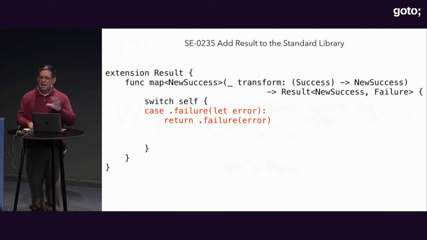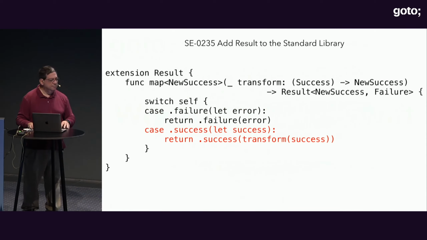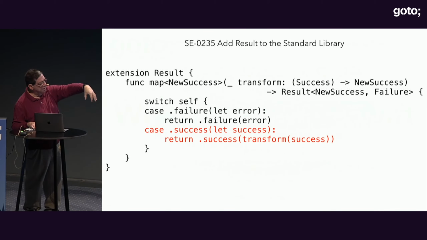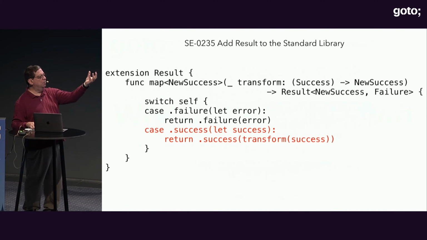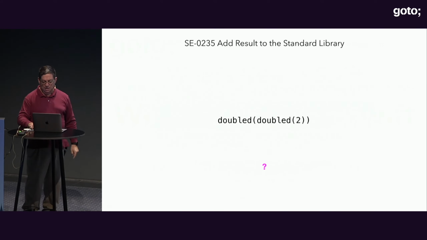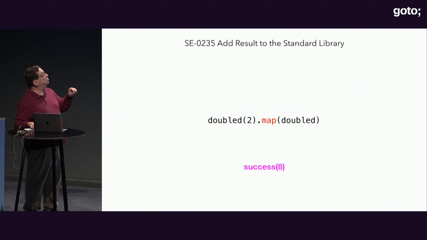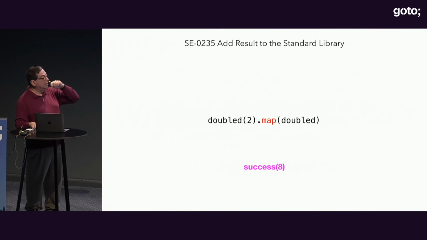So this is a lot like optional chaining. And if you gave me a success, I reach inside and I get doubled 2 with success of 4. So I reach inside and I grab that 4, I double 4, and then I rewrap it. Now it's success of 8. And so doubled 2 doesn't make any sense as an argument, but I can take doubled 2 and I can map it using doubled again, and that gives me success.